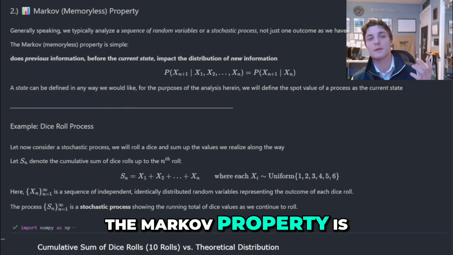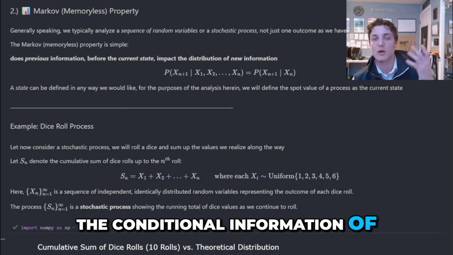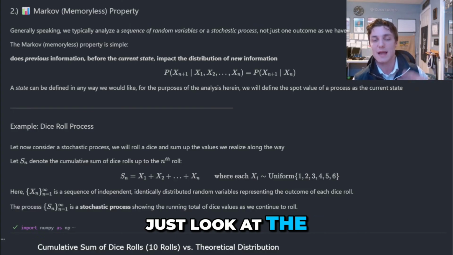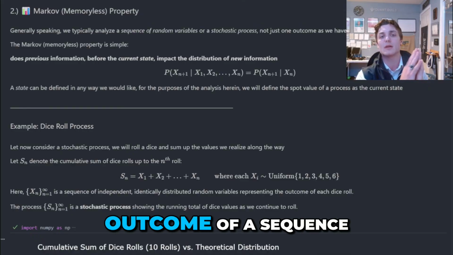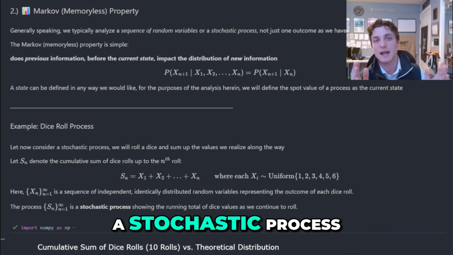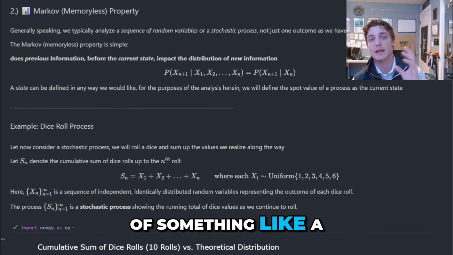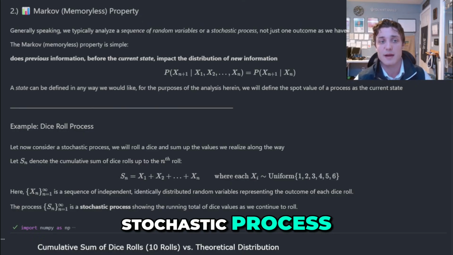The Markov property is telling us something about the conditional information of our random variable, but we typically don't just look at the outcome of one random variable in this context. We look at the outcome of a sequence of random variables, or a stochastic process. If that sounds confusing, you can just think of something like a stock price over time. That is effectively a stochastic process.